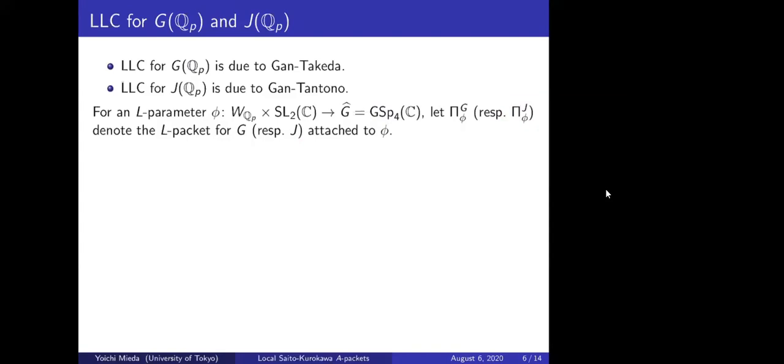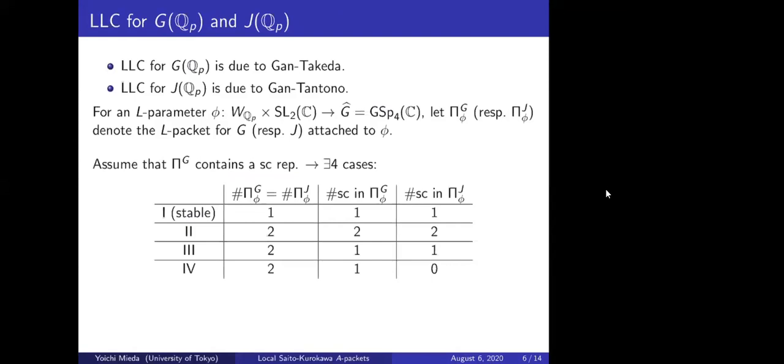Okay. And here now we need to assume that. Sorry, I forgot to write φ here. So let's assume that this Π_φ^G contains a supercuspidal representation. This is a technical assumption. Then there are four cases.